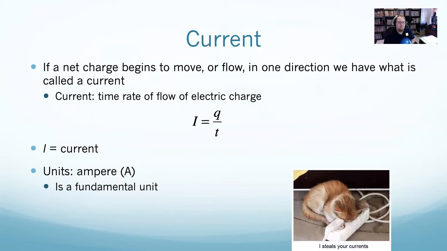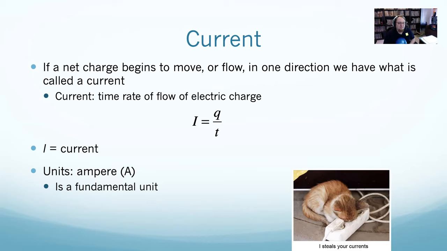Current, which uses the symbol capital I, is the time rate of flow of charge. It is not the speed of electrons. It is how much charge passes through an area in a time period, and it uses the unit of ampere, with the symbol capital A. Most people don't say ampere, they just say amps, which is a perfectly acceptable abbreviation. You also sometimes hear people talking about amperage. Amperage is just current, measured in amps, so people call it amperage. But amperage, or current, is the amount of charge that moves in a set time period.